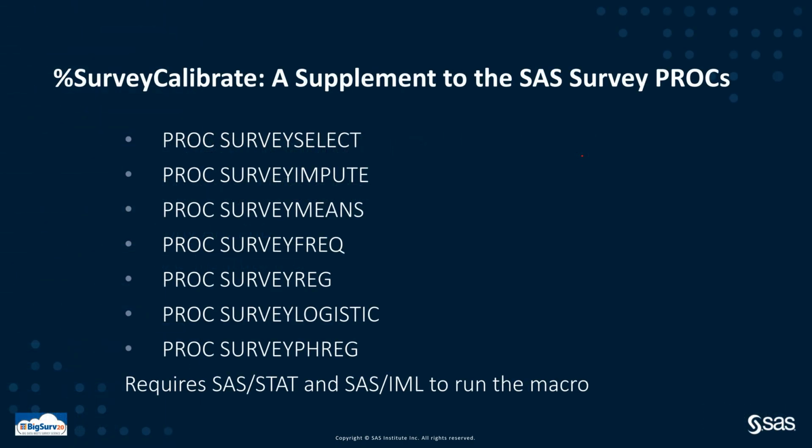Before I get to the macro, first, I want to say a few words about where this macro fits in the SAS software package. As you know, SAS has several procedures for survey sampling. The SurveyCalibrate Macro serves as a supplement to these procedures. The macro not only creates calibration weights, it can also create calibrated replication weights that can be used by these survey procedures. You will need SAS/STAT and SAS/IML to run the macro.